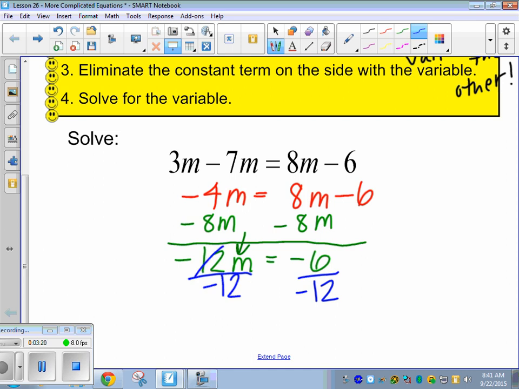So our -12s will cancel out, which is what we want. We're going to get m equals, what's -6 divided by -12? +1/2, right? So if you guys got 1/2, nice work. And if you didn't, hopefully you figured out what maybe went wrong when you were solving it.